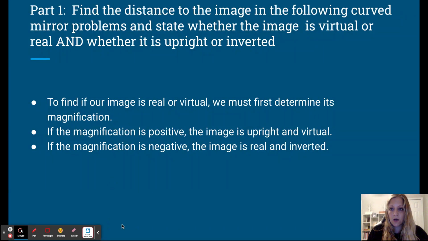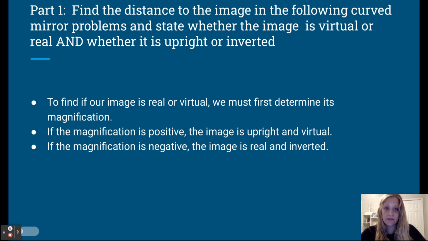In part one of this assignment, you are asked to find the distance to the image in the curved mirror problems, and then you're going to state again whether the image is virtual or real or whether it's upright or inverted. So how do we figure that out? How do we know whether or not it is virtual or real or whether it's upright or inverted?